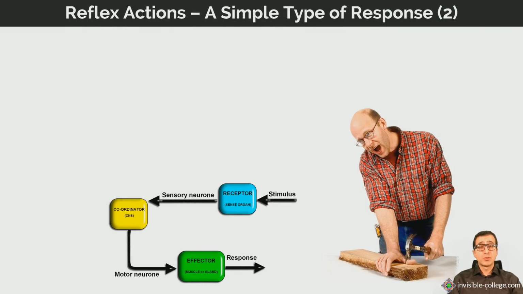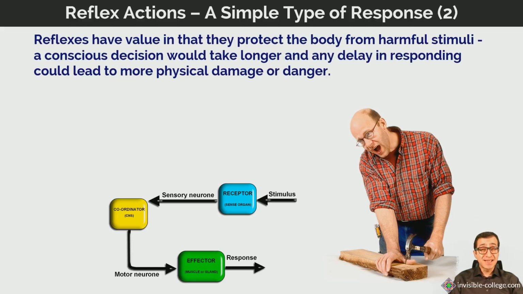Now, reflexes have value because they protect the body from harmful stimuli. They require no conscious thought because a conscious decision would take longer, and any delay in responding to a noxious or a harmful stimulus could lead to more physical damage or danger. And so the evolution of these spinal protective responses is an essential function to protect us from harm by withdrawing our body away from noxious or harmful stimuli as rapidly as possible.